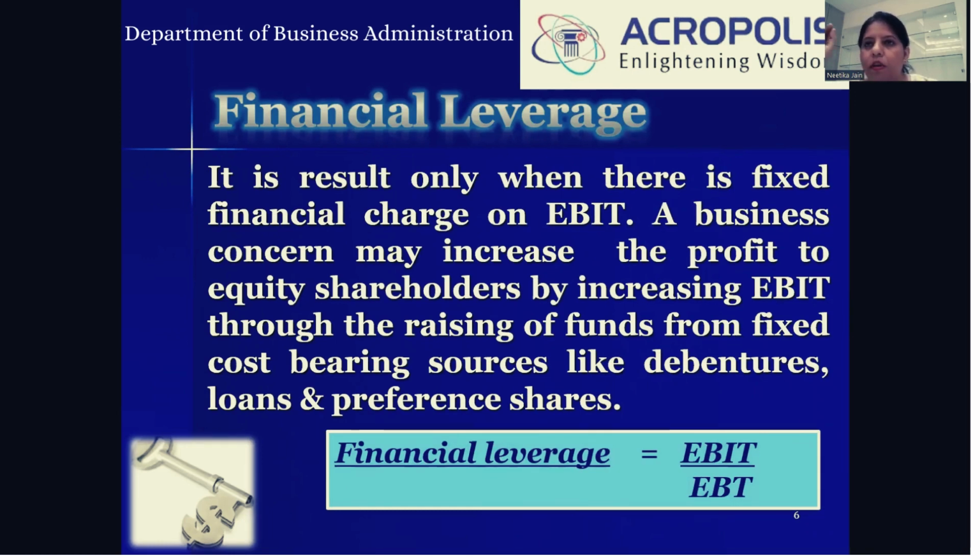Again, now the table is: sales minus variable cost, we get contribution. Contribution minus fixed cost, we get EBIT. And EBIT minus interest, we get EBT. Clear? So the difference between EBIT and EBT is interest. Again, interest is a type of fixed cost for the company on the finance side. If you're taking funds from a loan, you have to pay a fixed interest.